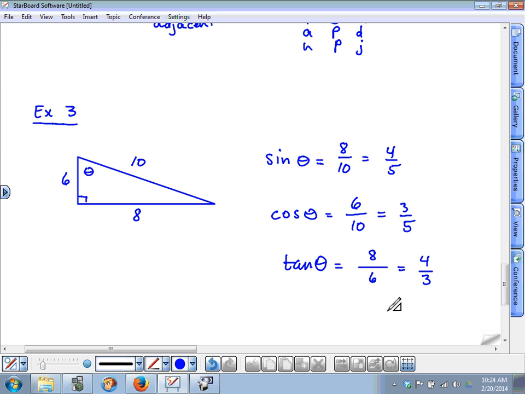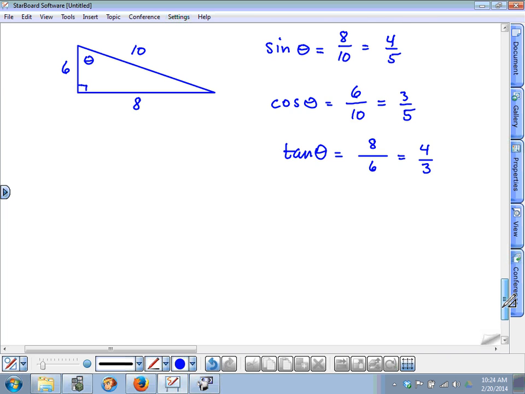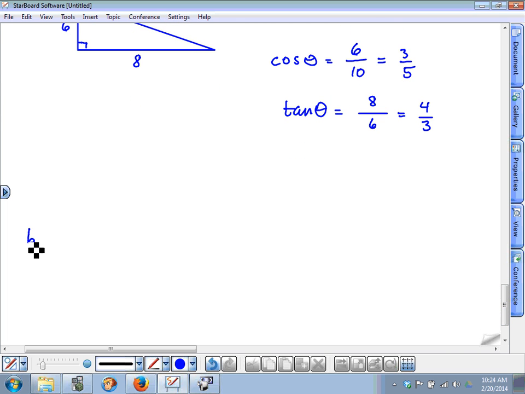Okay. Now, did we have to use the Pythagorean Theorem for that problem? We didn't, did we? Because we already knew all 3 sides. So you're going to have a couple of problems like this where it's already set up for you. But for the most part, this is the problem you're going to have to face.